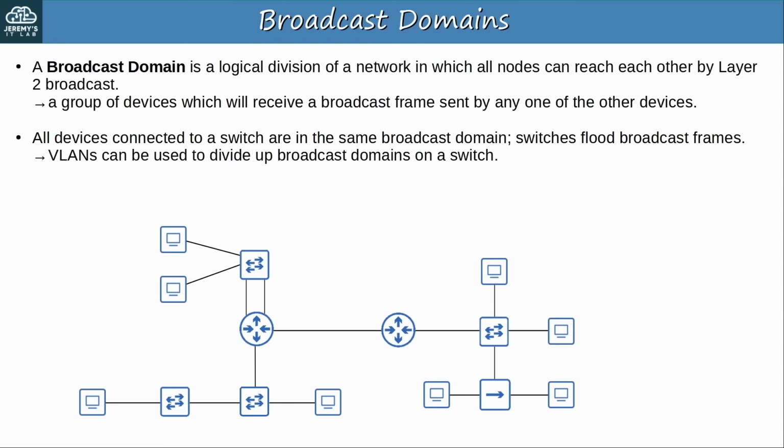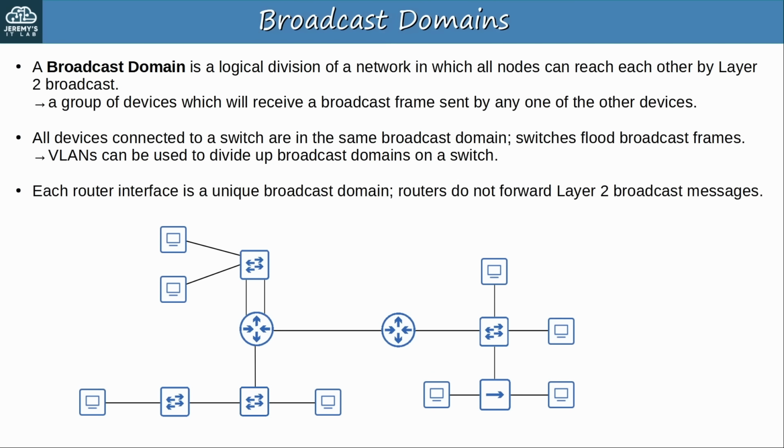Now, VLANs can be used to divide up broadcast domains on a switch. However, we will review VLANs in a different section of the course, so let's not cover them now. As opposed to switches, each router interface is a unique broadcast domain, because routers do not forward layer 2 broadcast messages. So let's practice identifying broadcast domains. How many are there in the network below? Pause the video now if you want to figure it out.